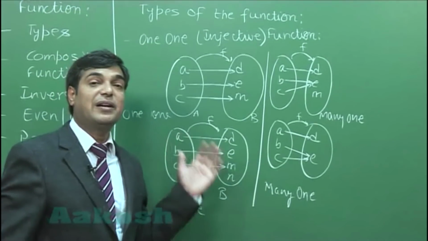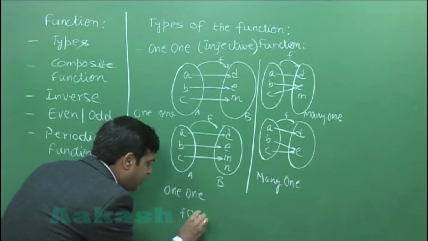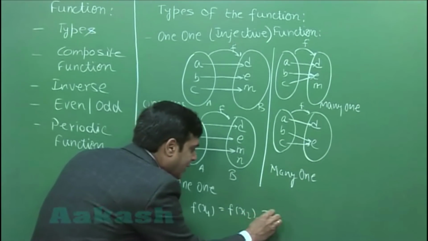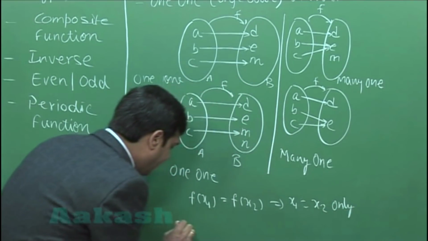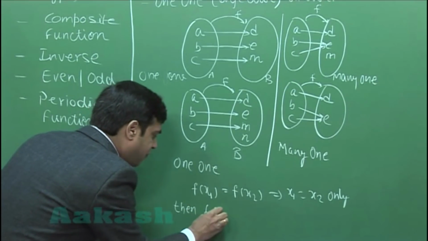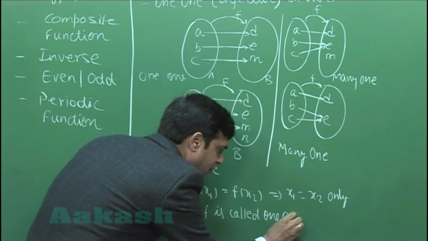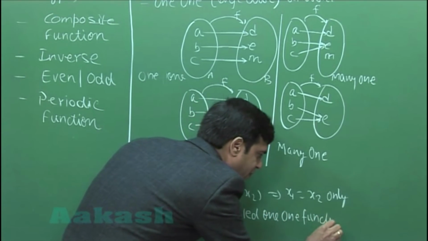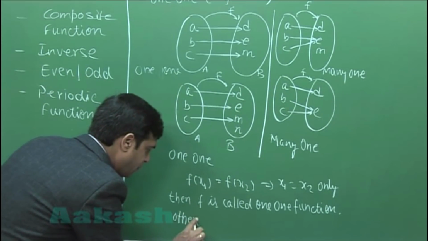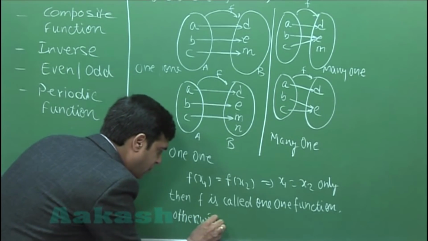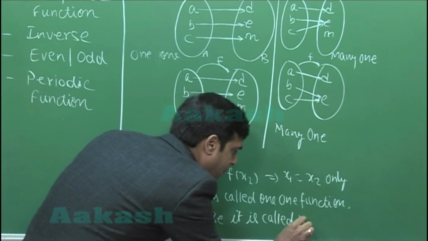Correct? Now let's put it in terms of equation. How do we check it? f(x1) equals f(x2) implies that x1 equals x2 only. Then f is called a one one function. Otherwise it is called a many one function.